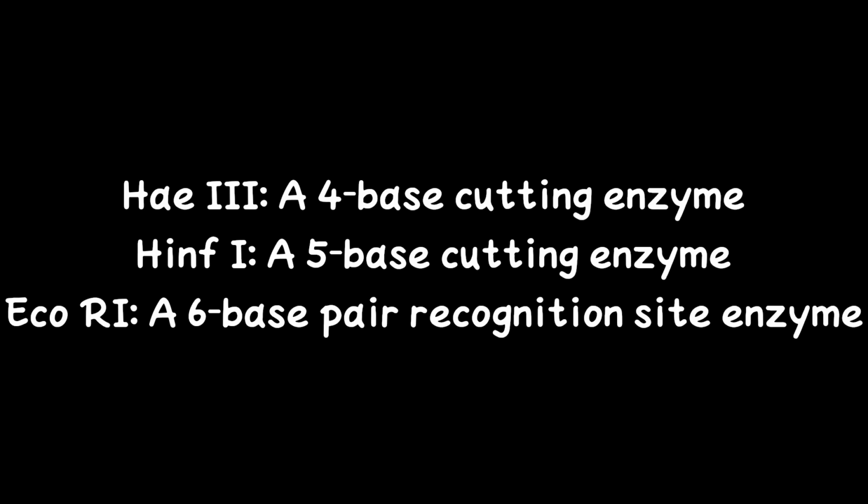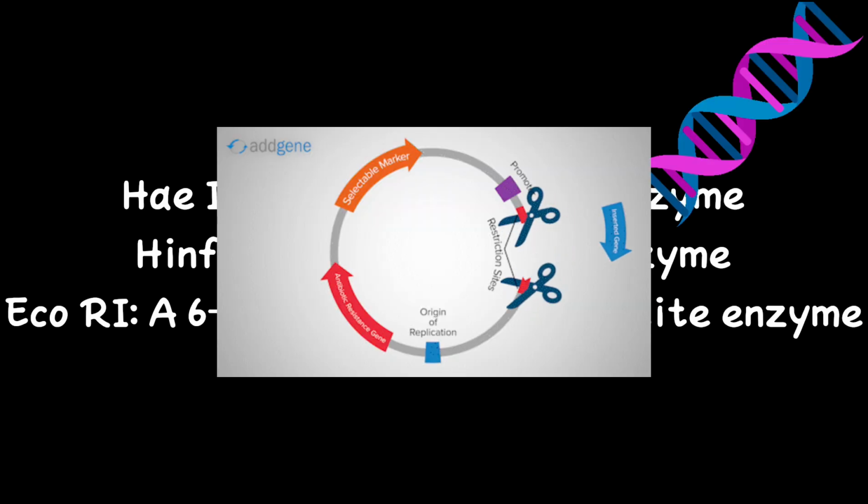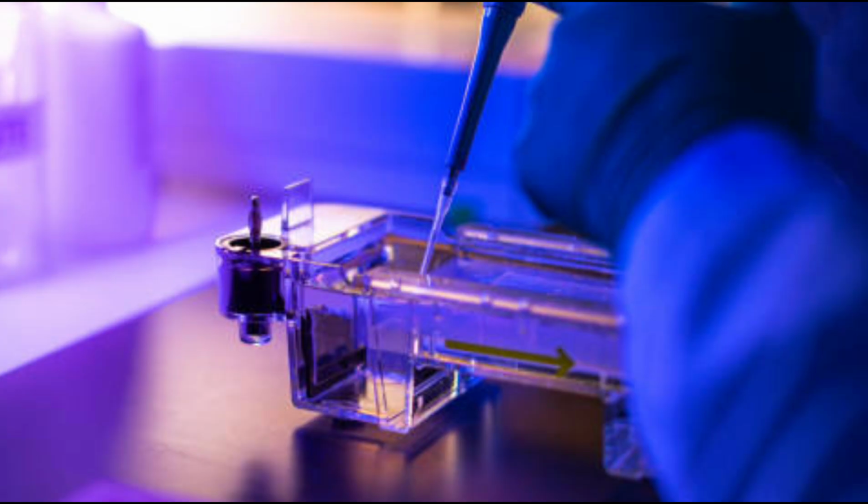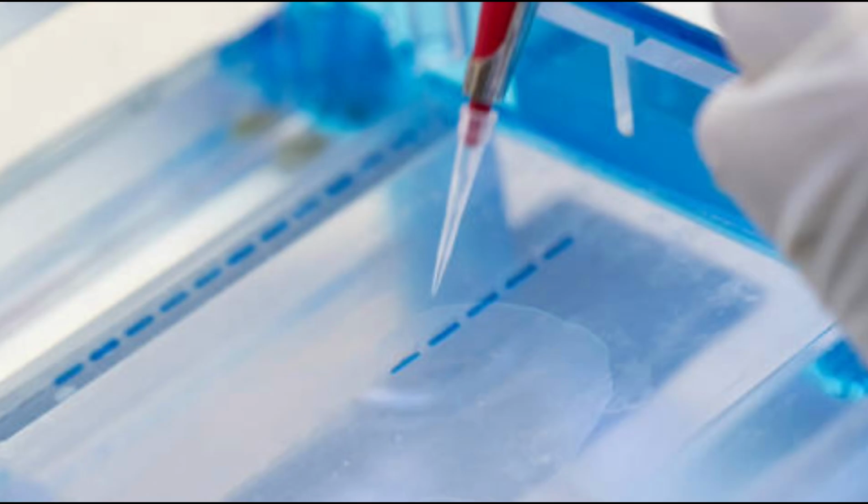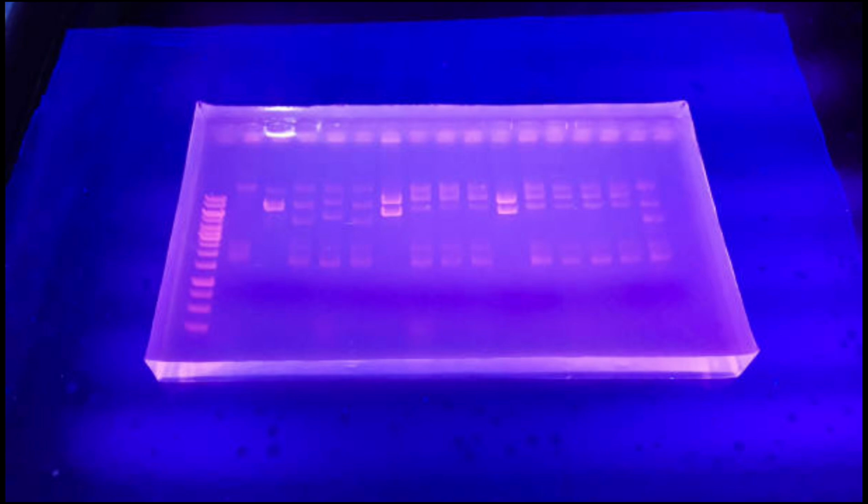Then a specialized enzyme called restriction enzyme cuts the DNA into fragments at a specific sequence. Then the DNA fragments are separated based on their size using an electric field in the gel, and then the separated DNA fragments are transferred to a nylon or nitrocellulose membrane, and then a radioactive or fluorescent probe binds to the specific DNA sequence and the unique pattern of bands is visualized under UV light or X-ray film.